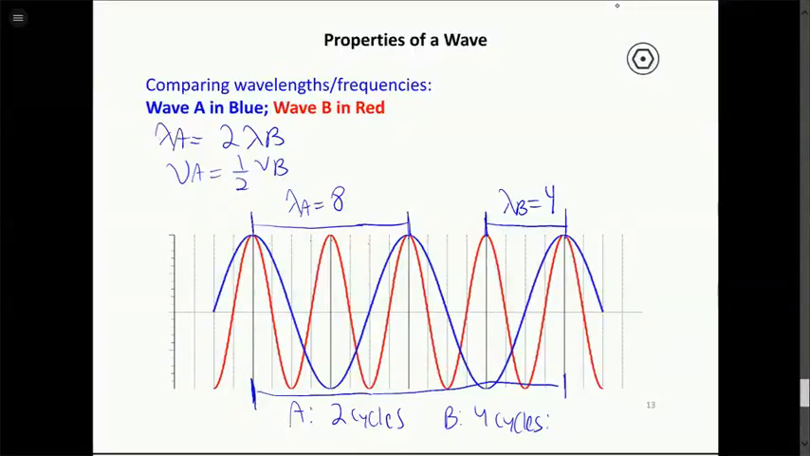So we see here there's this inverse relationship. The wavelength for A is 2 times the wavelength for B, but the frequency for A is 1/2 the frequency for B. So that's what's called an inverse relationship. If the frequency of one is higher, the wavelength is smaller, and vice versa. So that's an important relationship we'll come back to next time.